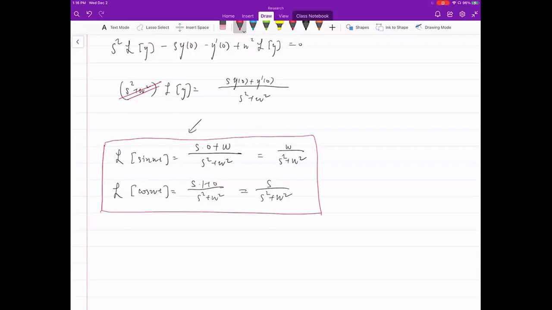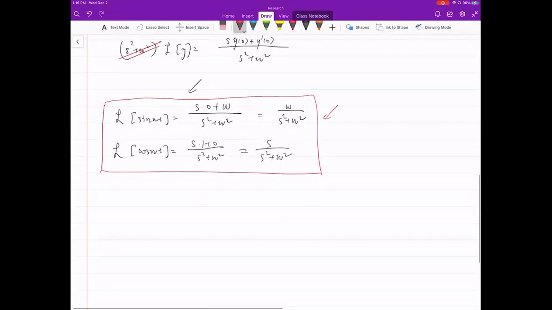Surprising or not surprising, everything just looks so nice. For example, if you look at the Laplace transform for both, do you realize that this one squared plus this one squared still equals 1? Okay, that's a nice property of sine and cosine. It's beautiful.